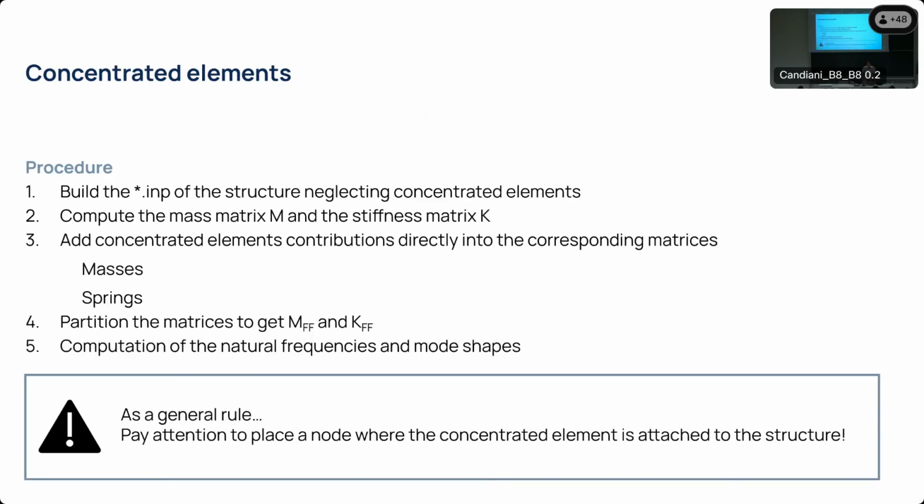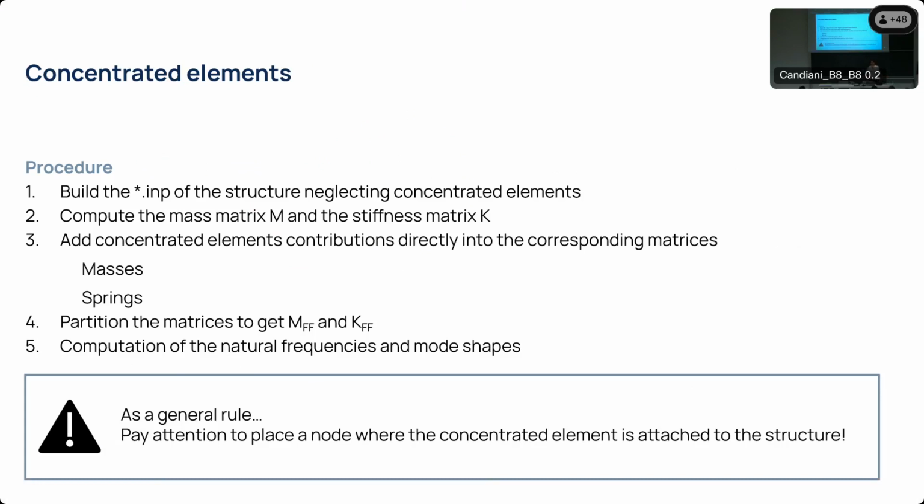So for now, we start by building the input file. We compute the mass and the stiffness matrices and everything. Then we add the various masses and the various springs inside the matrices that we obtain from the code. Then we partition the matrices exactly as we did before.